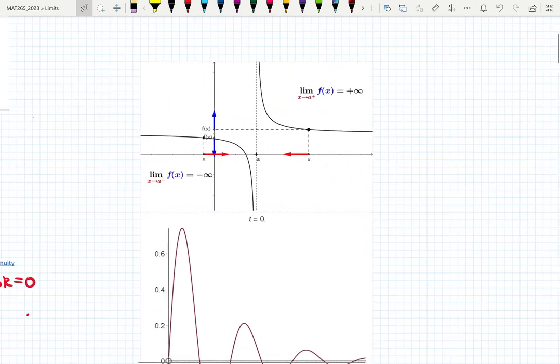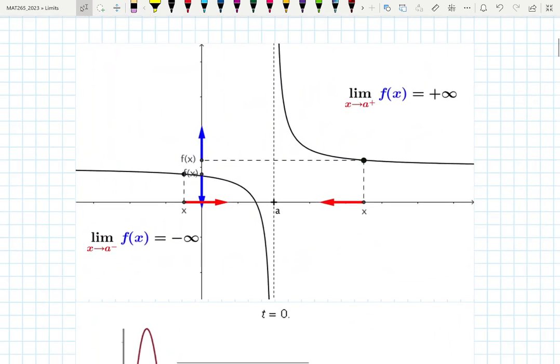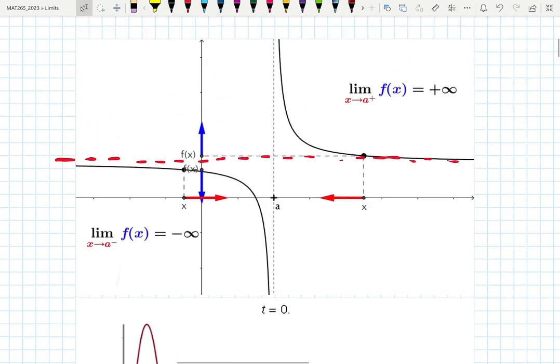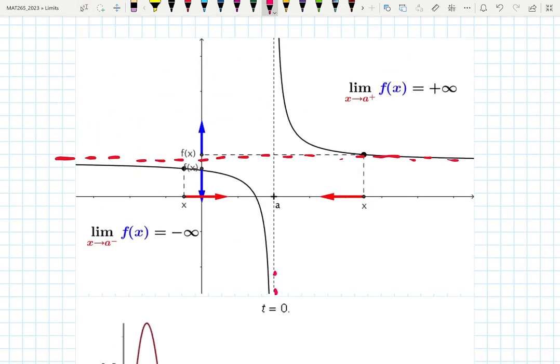So again, vertical asymptotes and horizontal asymptotes. You don't have to copy this. A horizontal asymptote can be crossed, as I showed you here. See? But a vertical asymptote cannot be crossed. The function is not defined there. So if they ask you f at a, the answer is, I don't know, it doesn't exist, it's not defined.